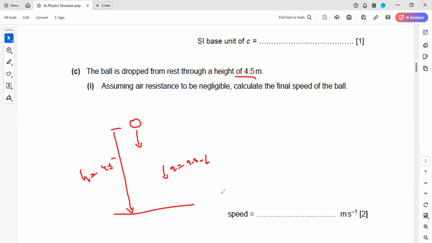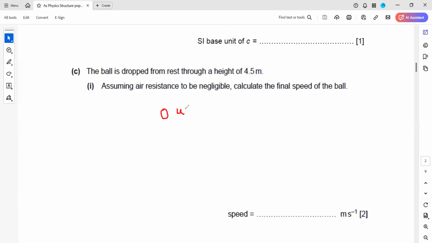Take it as positive, and use a formula like GPE equals KE, like loss in potential equals gain in kinetic, and work out the kinetic energy. Work out the speed. If you use the equations of motion, you will get the same result.